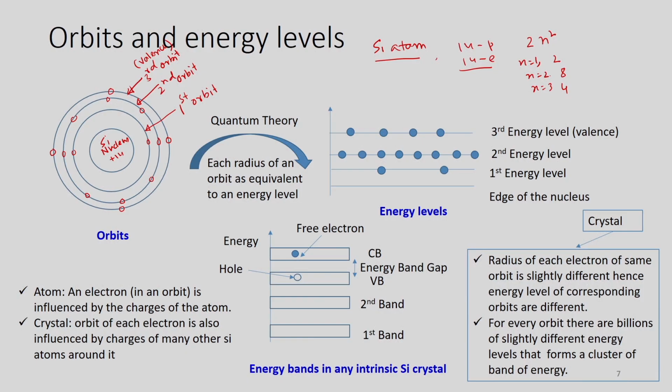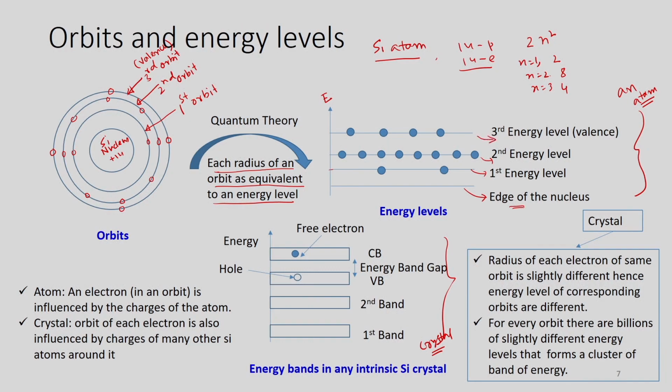Now we will study a very critical phenomenon here. This is for an atom that is intrinsic, and this is for a crystal. As we said, we take the approximation using quantum theory that each radius of an orbit is equivalent to an energy level. This is energy E in the vertical direction, and these are the electrons at different energy levels. This is the nucleus, and this is the first energy level, second energy level, then the third energy level.